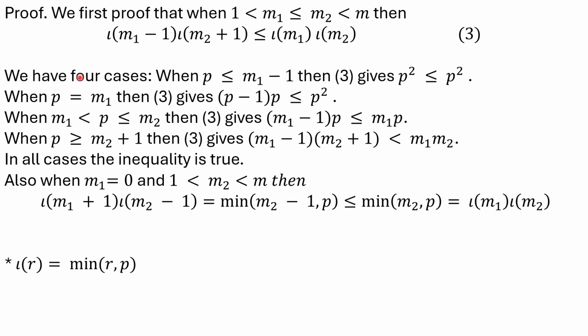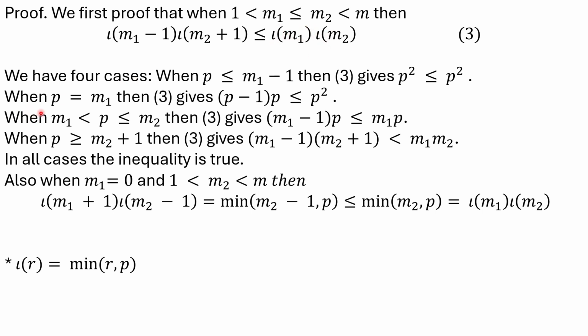We have 4 cases. First case, p is less than m1 minus 1. Then, this inequality right here gives us p squared is less than or equal to p squared, because this is going to give us p. This also is going to give us p since m1 is less than m2. And same here.